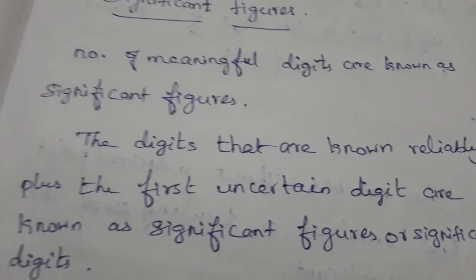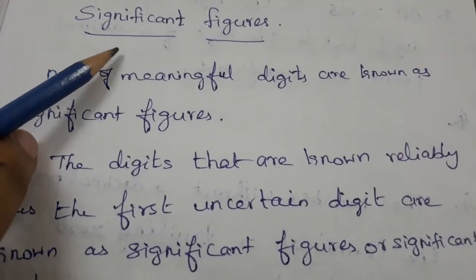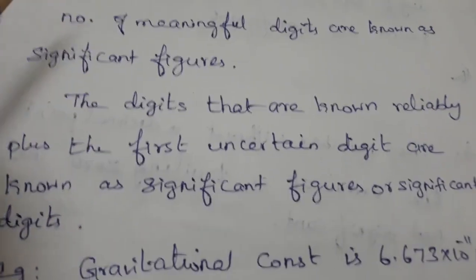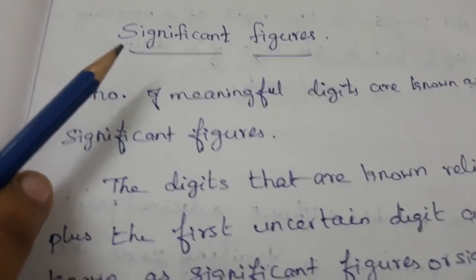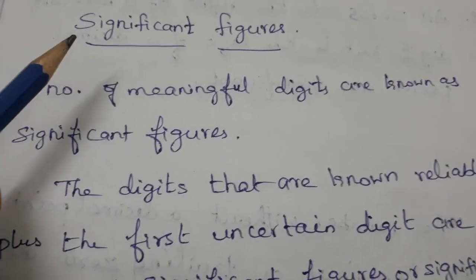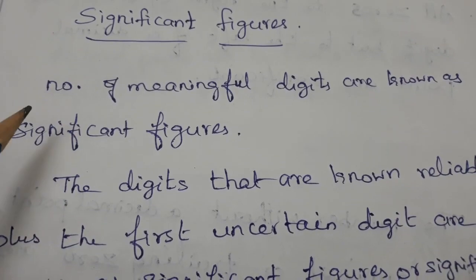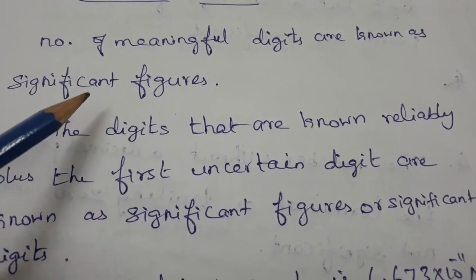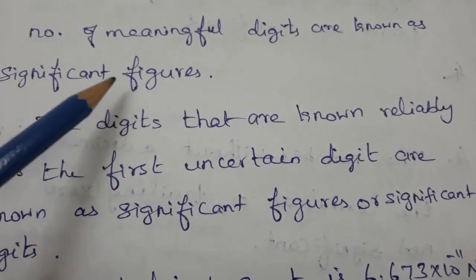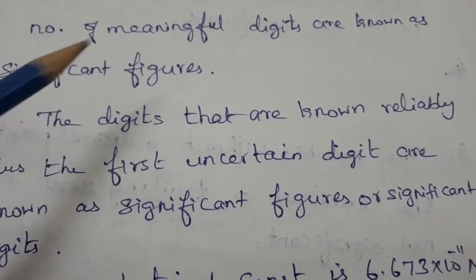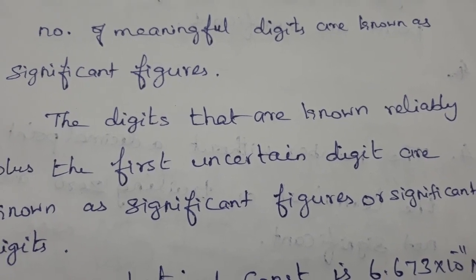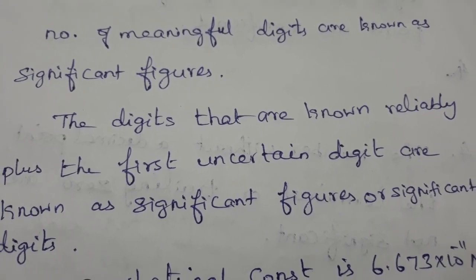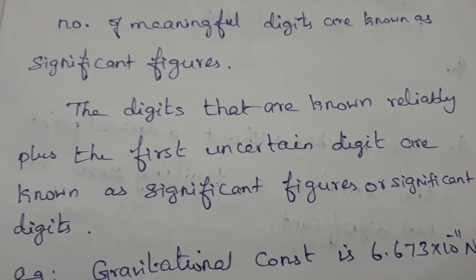Today I am going to teach significant figures from the first chapter. What do you mean by significant? Significant means important. That is, the number of meaningful digits are known as significant figures. The digits which tell us the number of units that are sure in making a measurement are called significant figures.